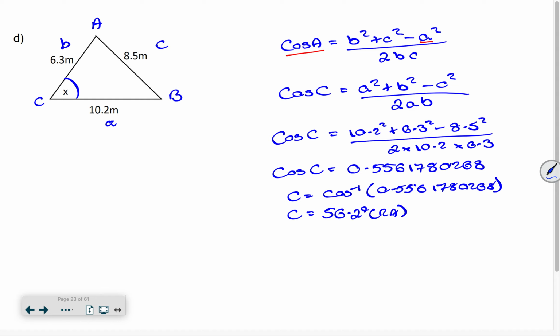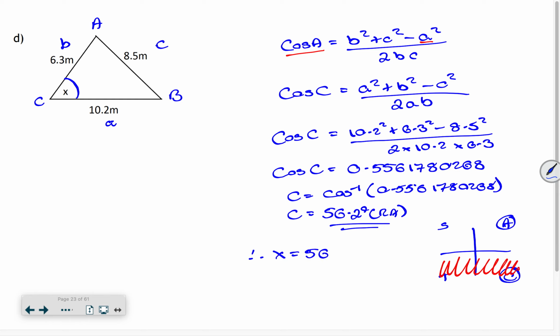That's my related angle. Now remember, we're solving a trig equation here, so we should always consider the CAST diagram. So that means that if I'm looking at this, we're dealing with positive cosines. Cosines are positive in the first and fourth quadrants, but because we're dealing with a triangle and the biggest angle you can get is 180 degrees, we don't consider these two quadrants. So therefore I can say that angle C is equal to 56.2 degrees.